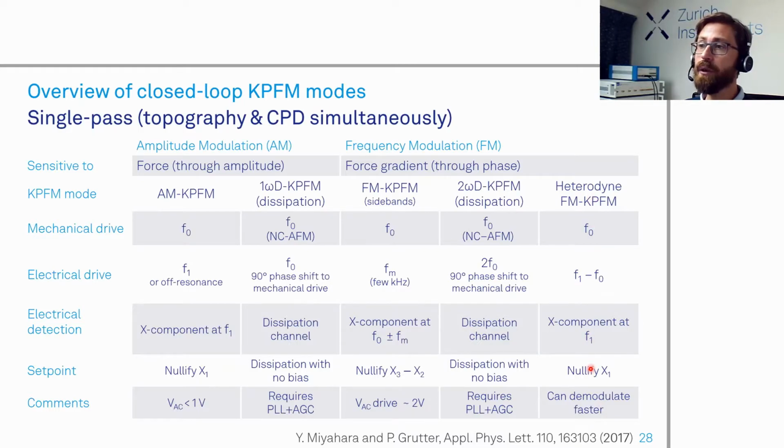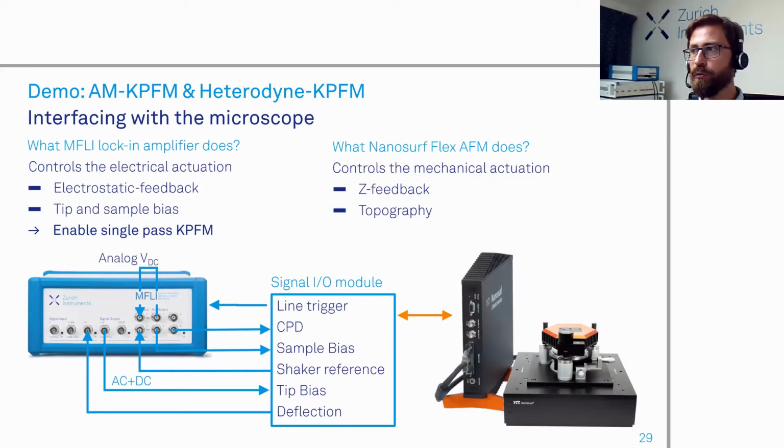And then, as we mentioned, for heterodyne, the nice thing is that you don't have many frequencies under the same resonance, so you can demodulate faster. And for these dissipation modes, you need both a phase lock loop and an automatic gain controller so that you can separate both axes. Okay, so now let's actually move to some serious stuff. And so let's illustrate how we connect our MFLI lock-in amplifier to this FlexAFM controller.